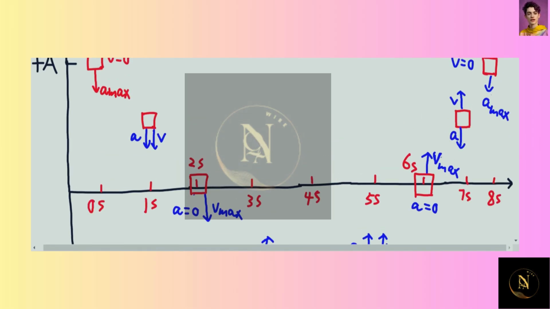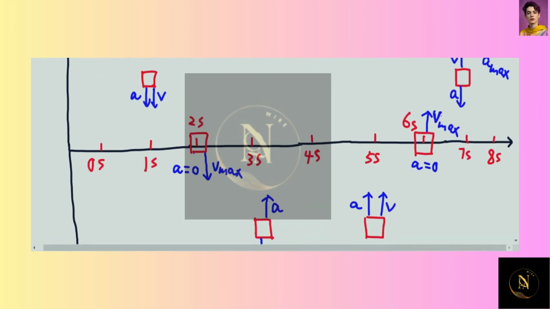And then at 7 seconds, the acceleration and the velocity have opposite directions, but the object is still moving upward. And eventually at 8 seconds, the velocity becomes 0 and the acceleration becomes greatest again. And now the object is trying to move downward again. Okay, so these are the motions of the object during these 8 seconds. And this is the answer for this question.